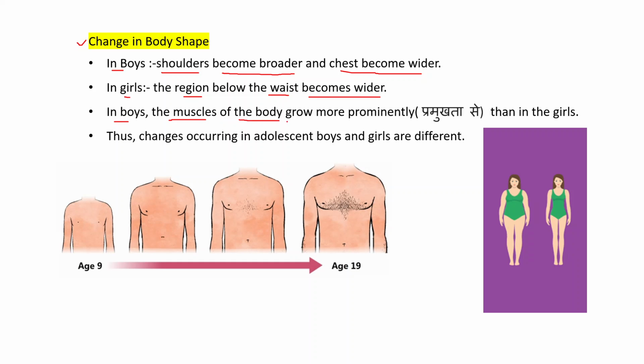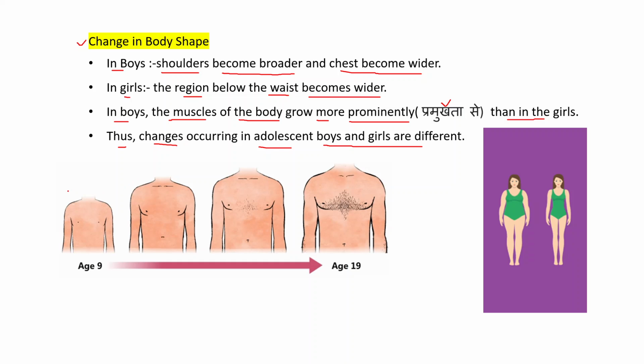muscles of the body grow more prominently, and it means pramukta se, than in girls. It means in case of boys, muscles grow faster. Okay. Thus, changes occurring in adolescent boys and girls are different.